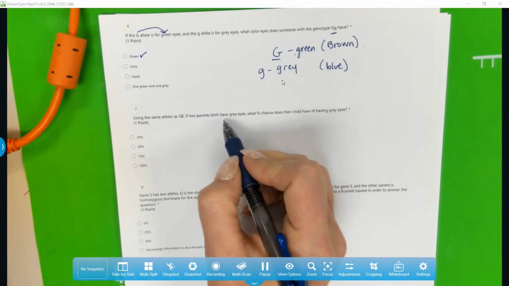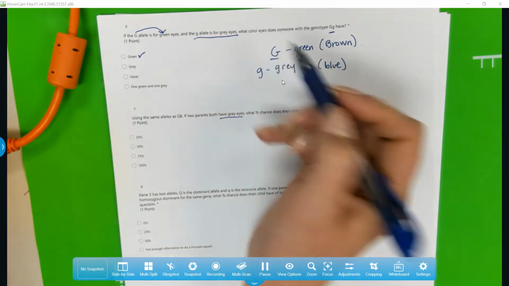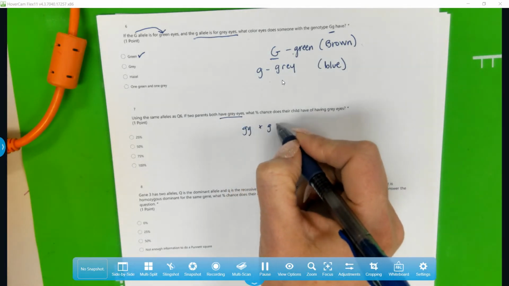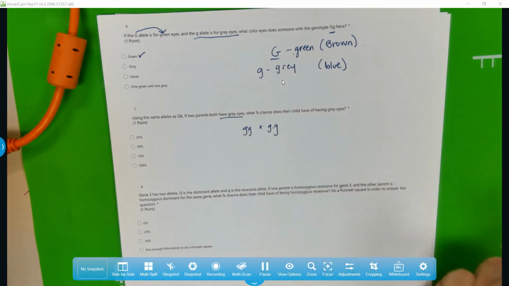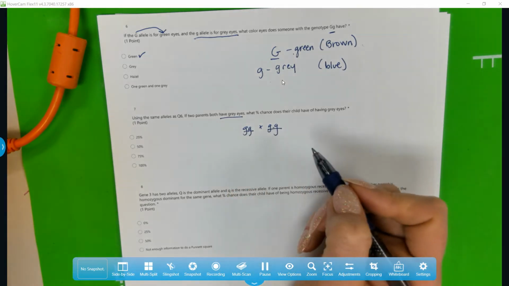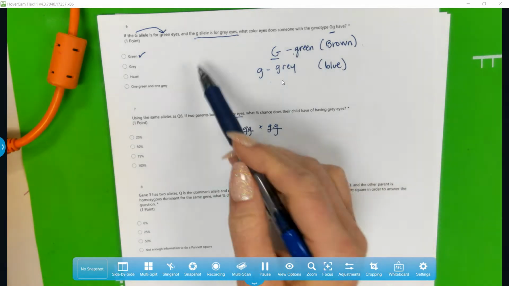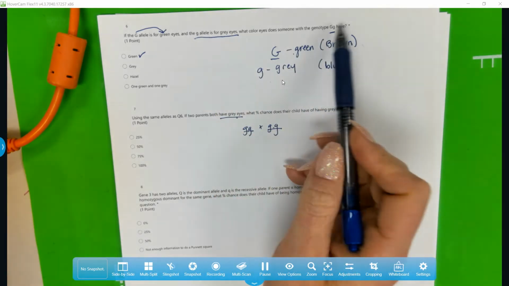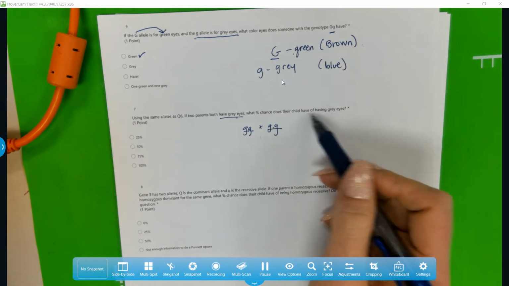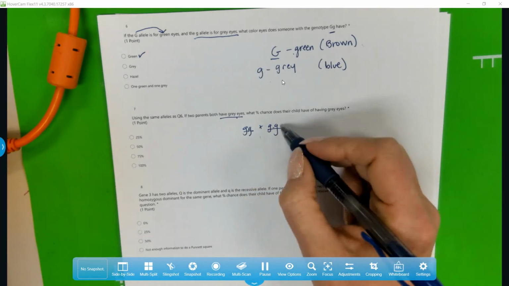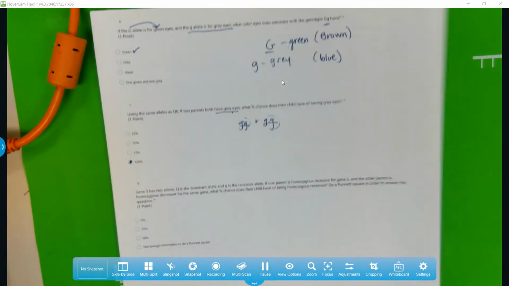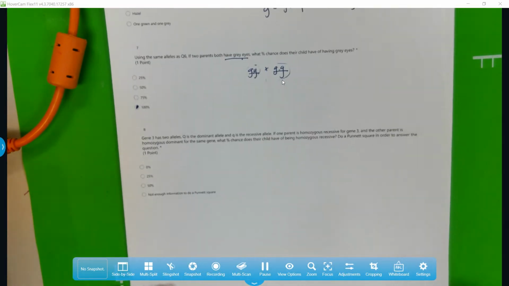Okay, if 2 parents both have gray eyes, that is the lowercase allele, which means it's the recessive trait. So if we have a recessive parent with gray eyes and a recessive parent with gray eyes, remember that for the recessive trait, there's only one possible genotype. If it's a recessive trait, like gray eyes, they have to be homozygous recessive. Because if they're heterozygous, then they don't have gray eyes, they have green eyes. So what % chance does the child have of having gray eyes? There's only lowercase g alleles. There's nothing else. So 100% of the children are going to have gray eyes.